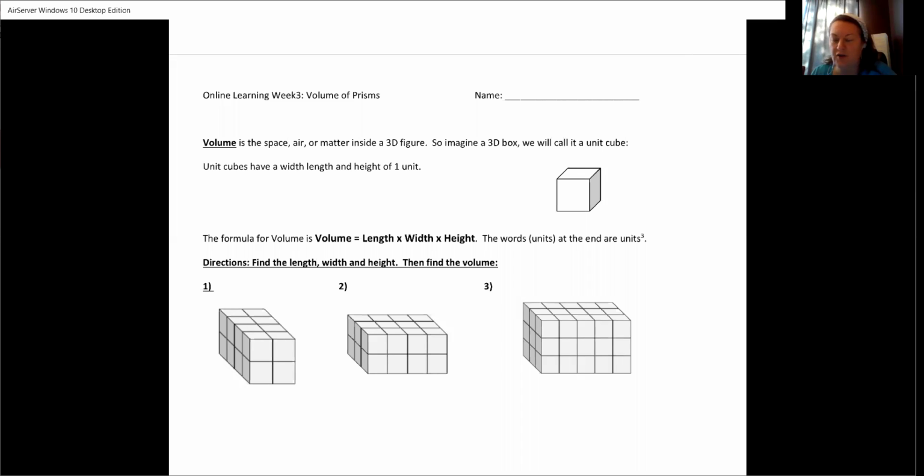Hi everyone. So this is geometry for week 3 of online learning. We're going to do a really easy week this week. We're going to do a week on volume.